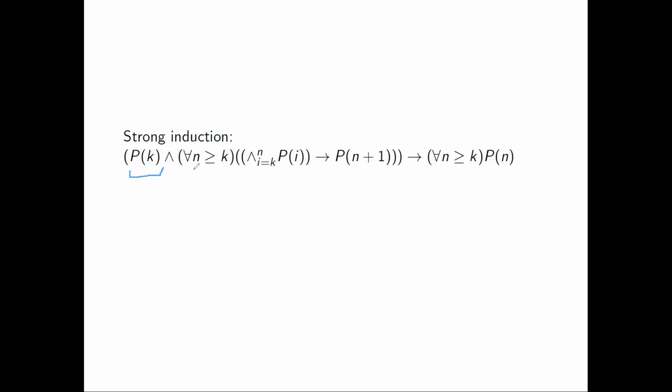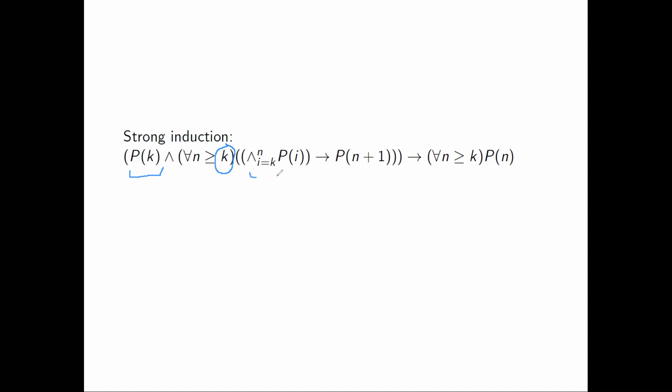And our inductive step will be a little different. Instead of our inductive step being for all n greater than or equal to 0, it's going to be for all n greater than or equal to k. So we're going to do an inductive step for all n starting at k instead of starting at 0. And we just go up from there.